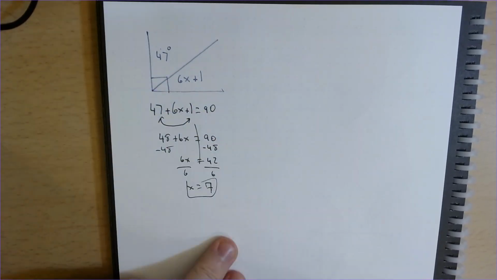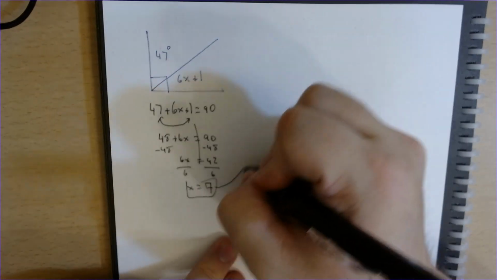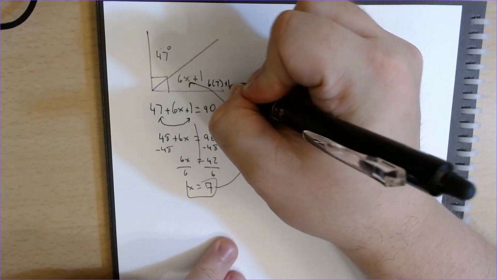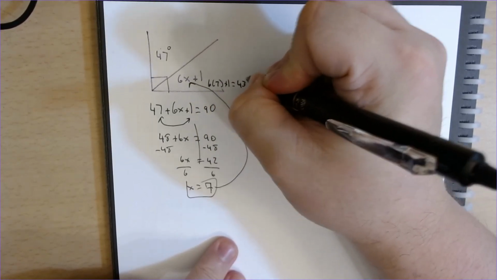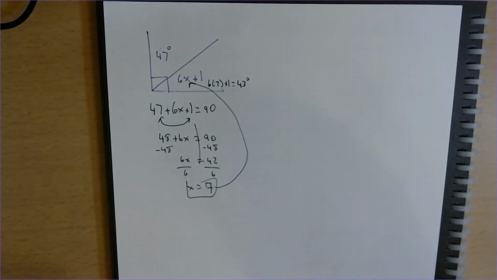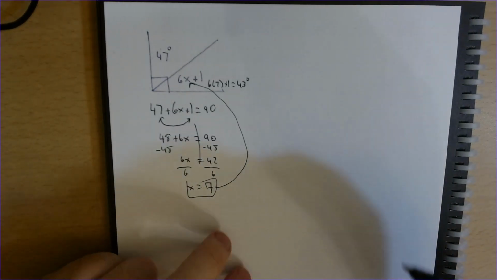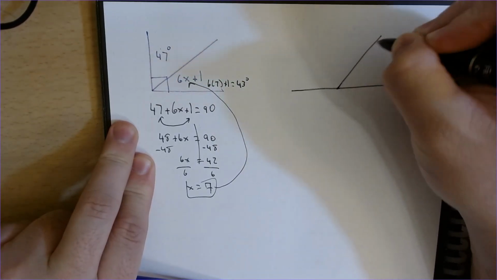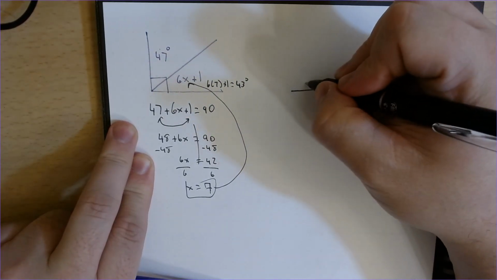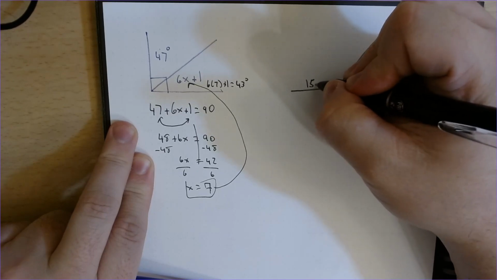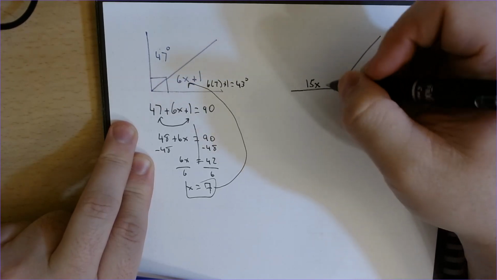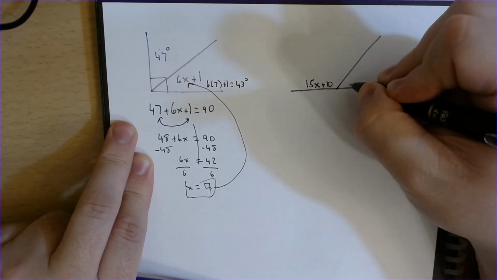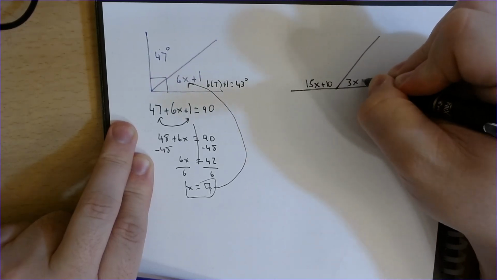Sometimes I might not ask what is x, but what are the angles? So just get used to plugging it back in. 43 degrees. So, right, I can also do the exact same thing for 180 degrees. So I can give you two angles and say this is 15x plus 10, and I say this is 3x plus 8.